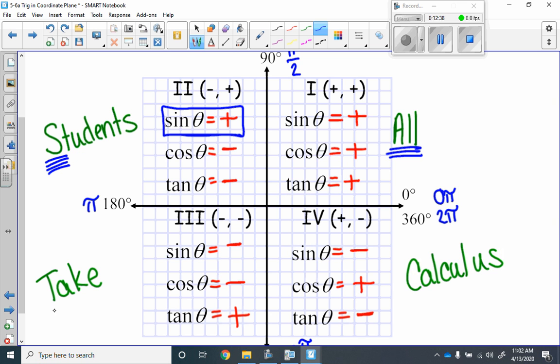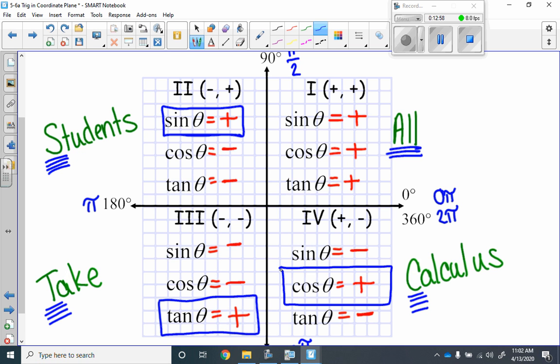Get down to quadrant 3. We got take, starts with a T. Only tangent will be positive in quadrant 3, along with cotangent. The others will all be negative. We get into quadrant 4, we have calculus, starts with a C. That means that cosine and secant will be the only trig ratios that are positive. So remember that all students take calculus, and that should help you out.